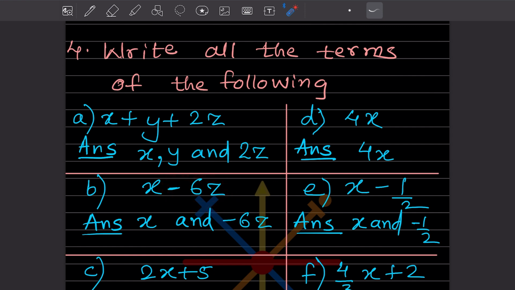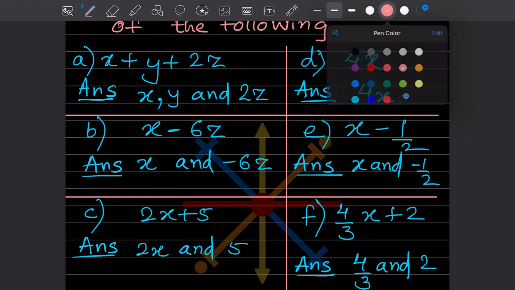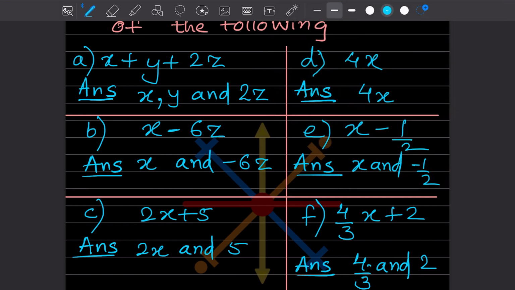Hope that is clear. Now here this is 2x and this 5. These are the two terms. Now 4x, this is just only one term. x, and again here can you see this is minus 1 by 2. So x and the second term is minus 1 by 2. Don't forget the minus. And here 4 by 3 x is 4 by 3. This will be x over here, and 2.